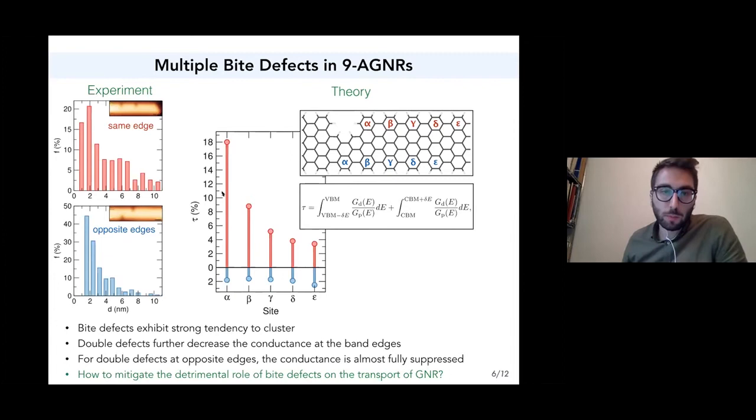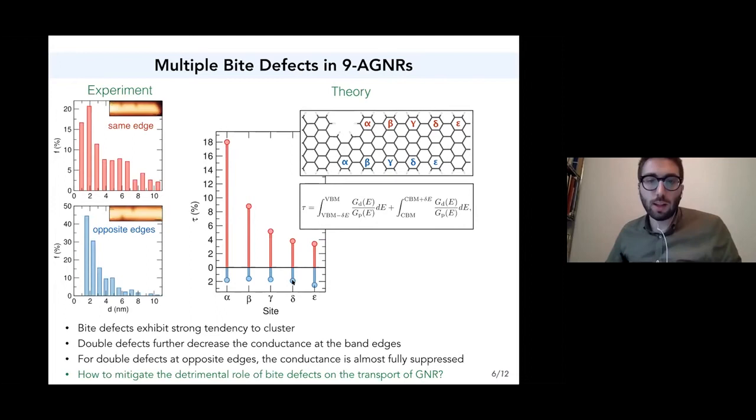So for pairs of bite defects at the same edge, which are the red line here, tau ranges between 18 and 4%, depending on the specific defect configuration. Whereas for bite defects forming at opposite edges, tau is approximately constant and it's about 2%. So what is really bad about these bite defects in terms of electronic transport is that they kill the conductance almost entirely at the band edges. So if we really want to use 9-AGNRs for electronic applications, or in general, if you want to use AGNRs for electronic applications, I think we have to find some strategies to mitigate this very detrimental role of the bite defects on the charge transport.